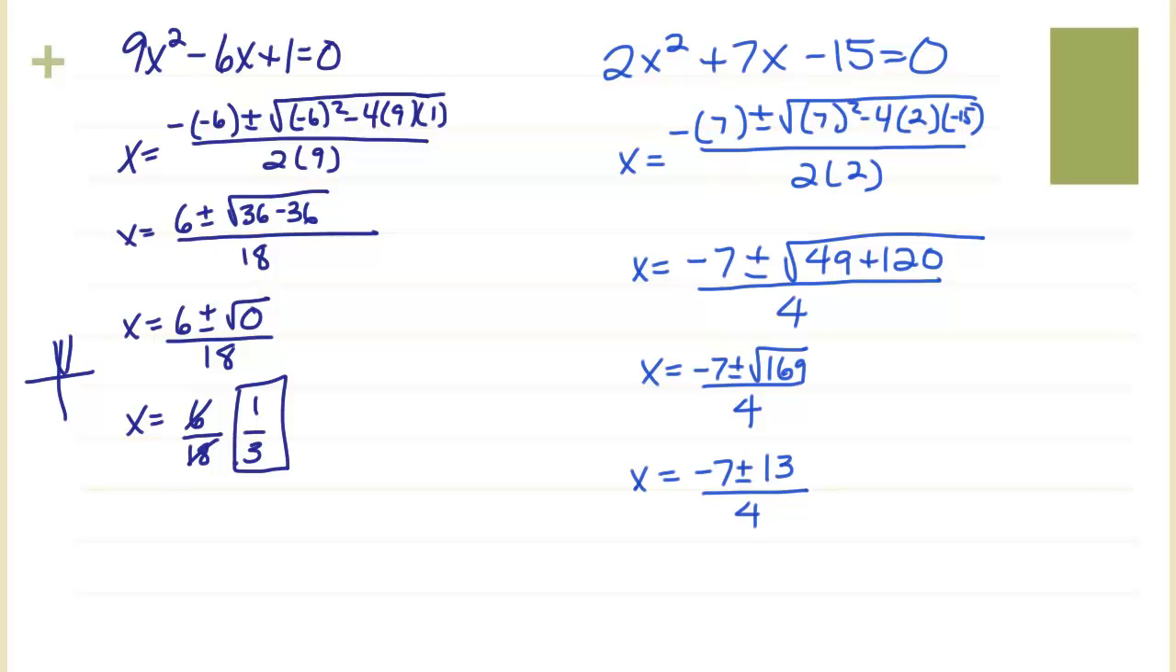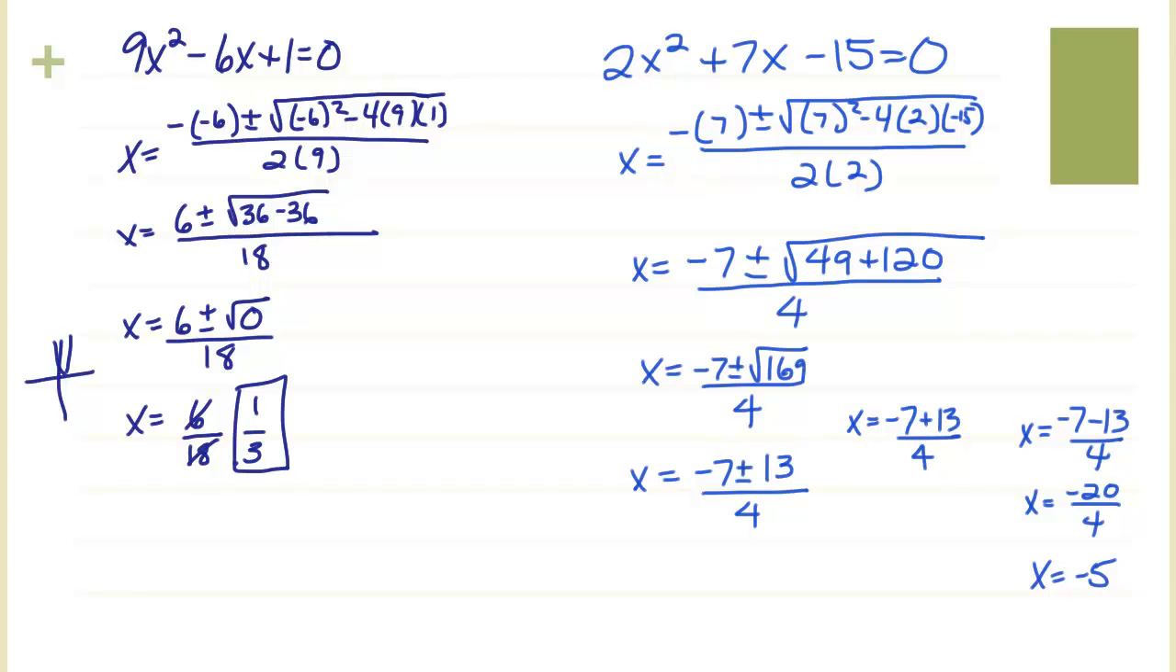They're not necessarily integers. And so from here, when you have that plus and minus and you have an integer after it, we're going to split it into two, whether it has a denominator or not. This one happens that it'll have a denominator. But we're going to split it into its two separate answers. So we have negative 7 plus 13 over 4, and we also have negative 7 minus 13 over 4. And the one on the right seems a little simpler. We'll do that one first. Negative 20 over 4. So x equals negative 5.